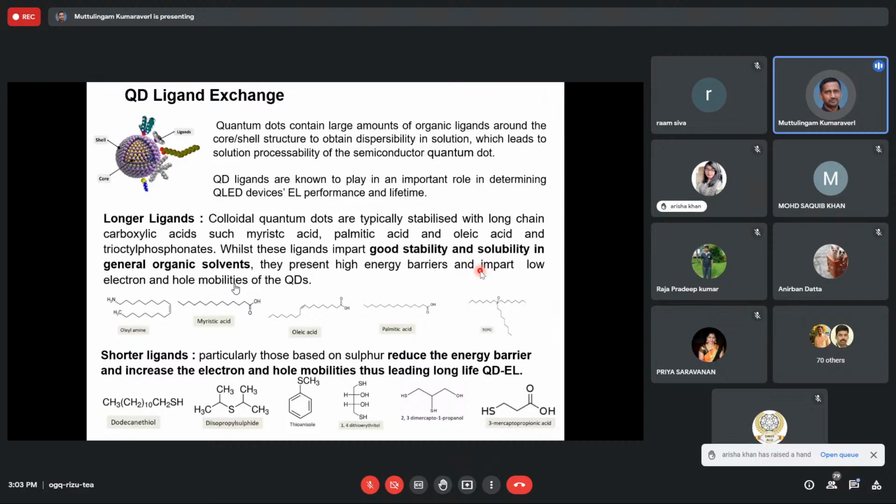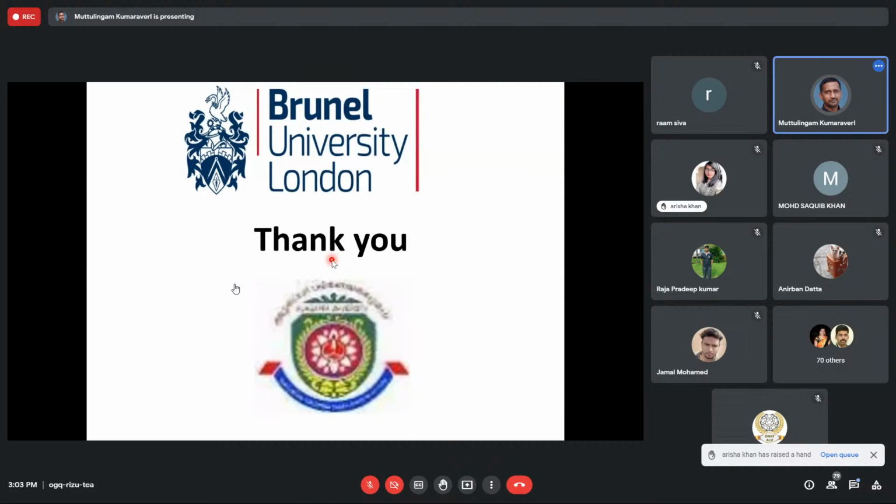Then we can make a good film, and also we can avoid short circuits. It reduces the energy barrier and increases the electron hole mobility. That's leading to long life. There are a lot of things to compromise to make good quantum dots. Then we can make good QLED devices. So this is the synthesis of quantum dots. Okay, that's all from me for the first session.